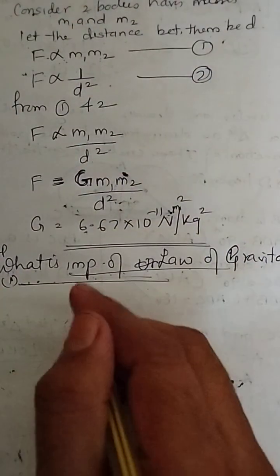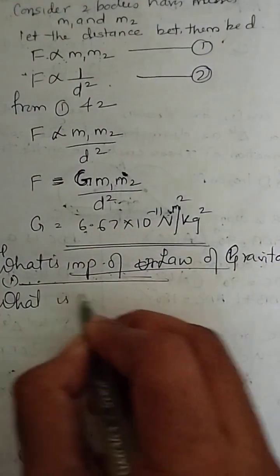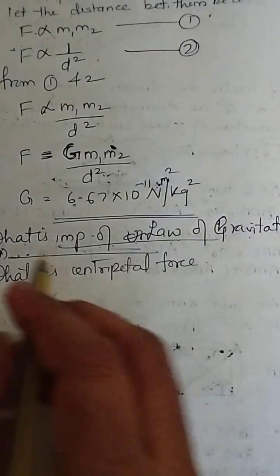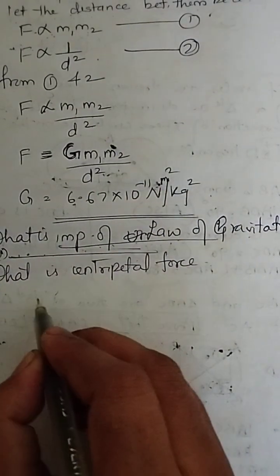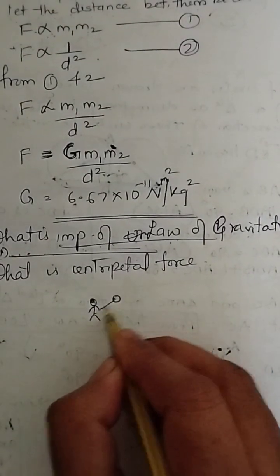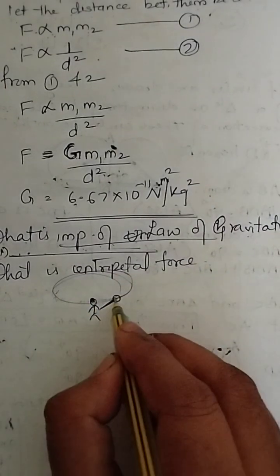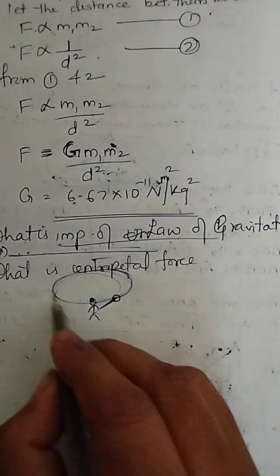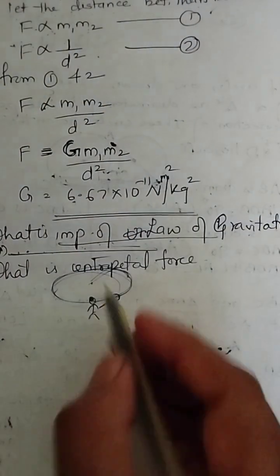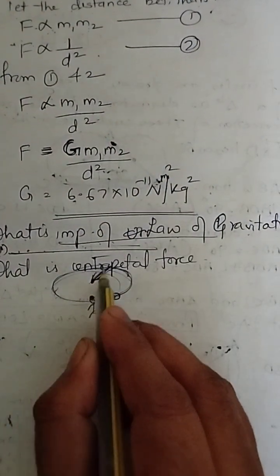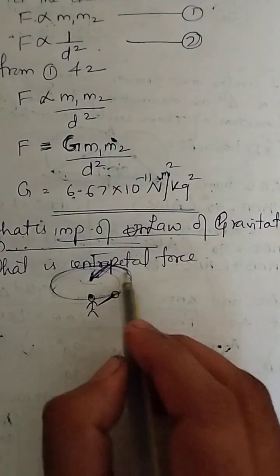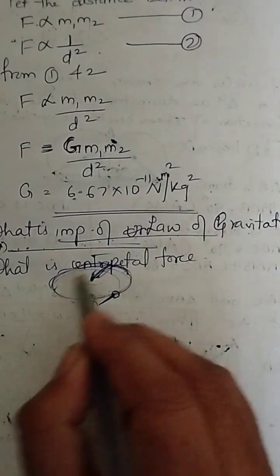Okay, next, what is centripetal force? Centripetal force is the force which acts towards the center of a body that is moving in a circular path. Suppose you are standing here holding a stone tied with a thread and rotating it over your head. Just think of it: when you are rotating it, you are trying to pull it towards you, isn't it? That force is the force which is acting towards the center. This force is responsible for changing the direction and also the velocity of an object.